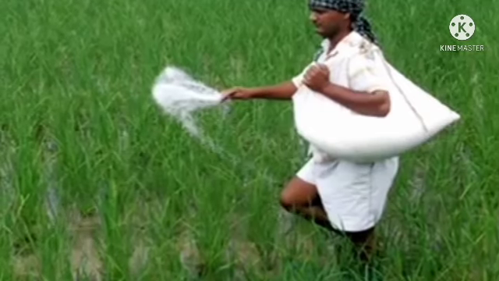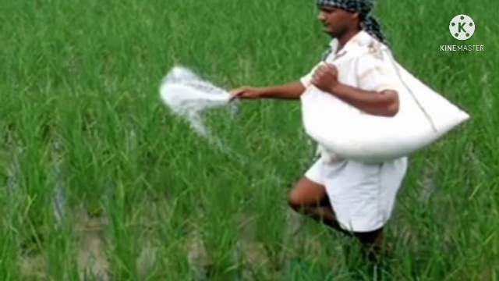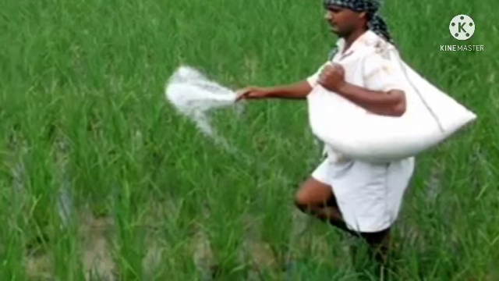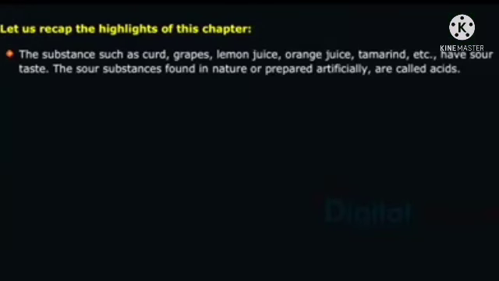Fertile land, organic manures. In recent years, the use of chemical fertilizers has increased. Though the use of chemical fertilizers increases production, it affects the nature of the soil. Some fertilizers increase the acidity of the soil and some increase its basicity. Once again, let us recall today's topics.